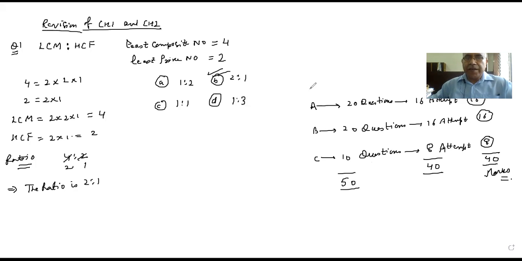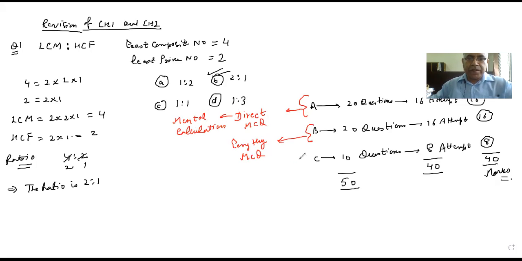In Section A, direct MCQ questions will be there. In Section B, lengthy MCQs will be there. That means you have to solve it on one side, then tick the options. But in Section A, direct means you can do with mental calculation. Section C, assertion reasoning, case study.